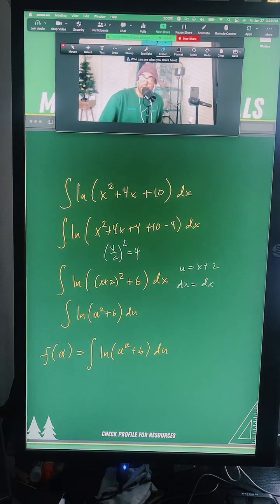Yes. Last Friday, I was trying to solve something with the Feynman technique, and it looked very similar to this natural log, and I just couldn't get it. Just could not get it. So that was kind of a bummer.